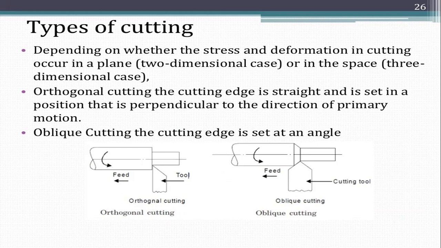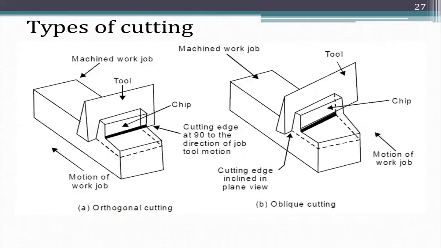In orthogonal cutting, the cutting edge is straight and is set in a position that is perpendicular to the direction of primary motion. But in oblique cutting, the cutting edge is at a certain angle. For an angle, we go for oblique cutting, and for a straight cut, we go for orthogonal cutting. So there are two types.